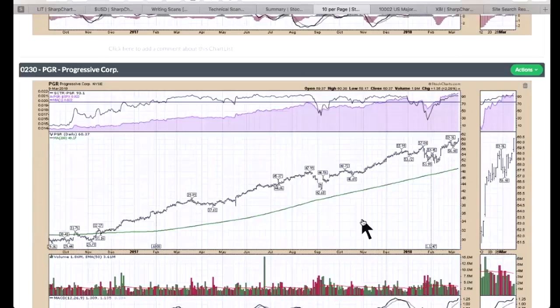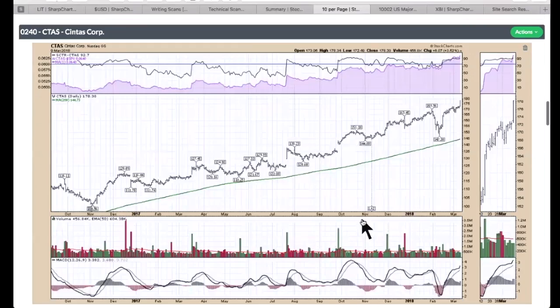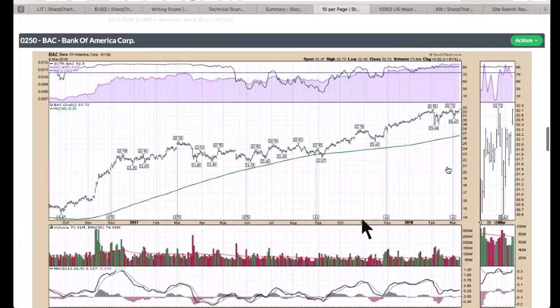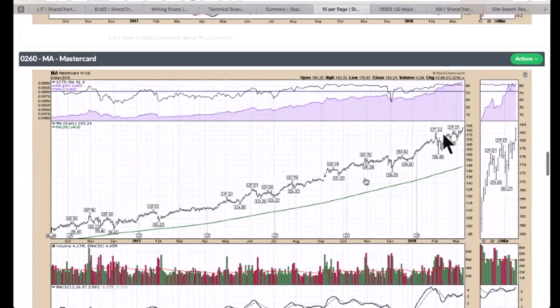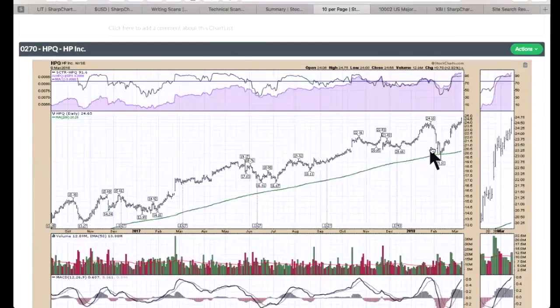Cintas is moving up really high. Bank of America breaking out to new highs. Warren Buffett's happy. MasterCard, this was a 6-week push to new highs on Friday. HPQ, we all wondered how this stock was going to handle the breaking up of the two companies. It's pushing to new highs, $24 stock, nice place to enter.